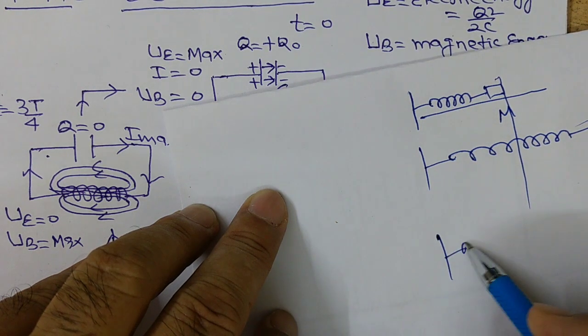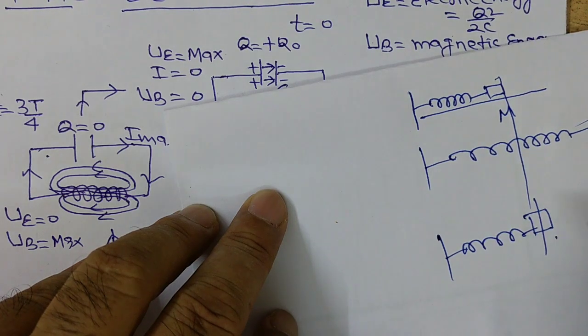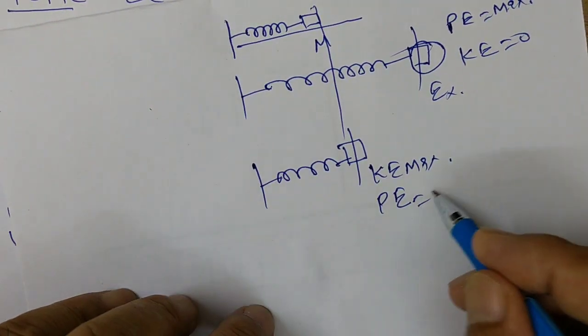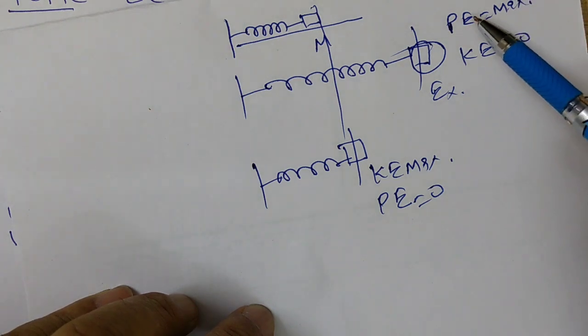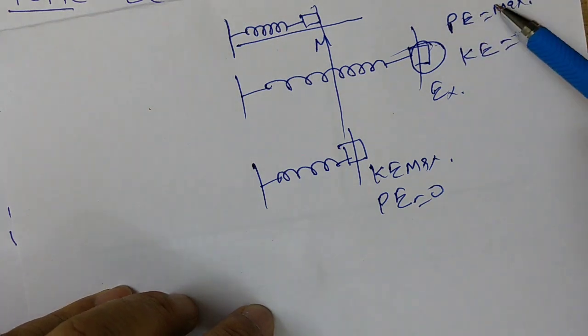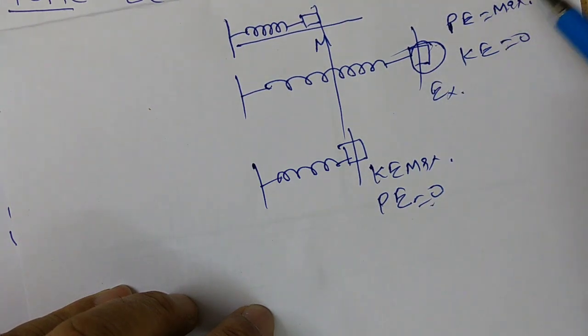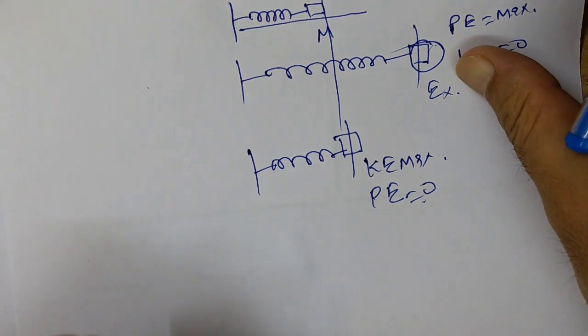But at the mean position of the system or this block, the kinetic energy is maximum, and the potential energy is 0 at mean position, right? तो हम यहाँ पर देख रहे हैं पोटेंशियल एनर्जी हमारी मैक्सिमम और यहाँ पर आकर पोटेंशियल एनर्जी 0, तो यहाँ पर पोटेंशियल एनर्जी काइनेटिक एनर्जी में कन्वर्ट होती है और काइनेटिक एनर्जी फिर पोटेंशियल एनर्जी में कन्वर्ट होती है.